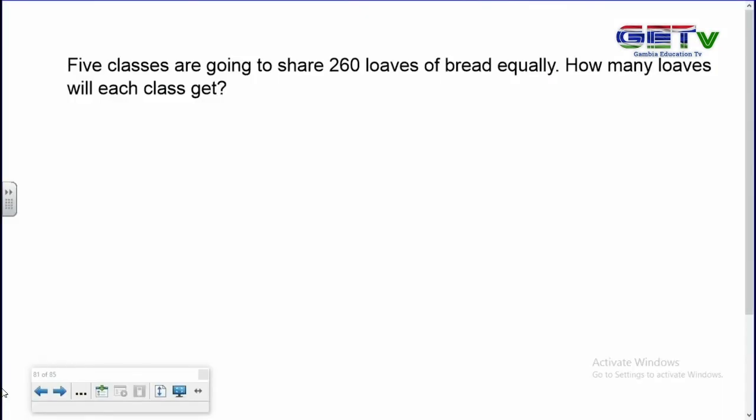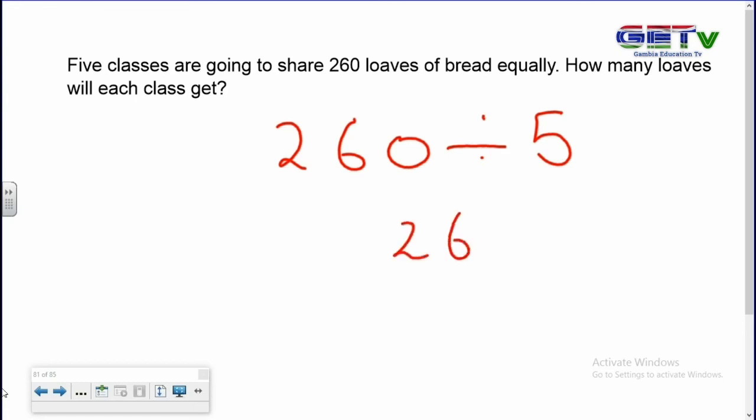Now let's share the bread. In this question, the division number sentence will look like 260, that is the number of breads, divided by the classes. It says 5 classes. So 260 divided by 5. Using the long division method, 260 divided by 5 is going to be 2 divided by 5.